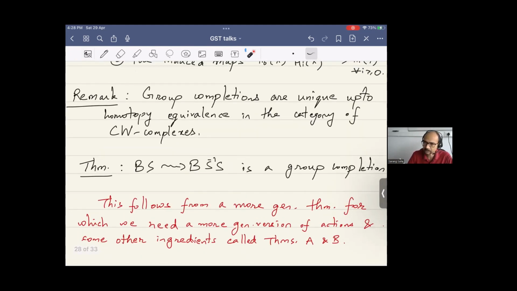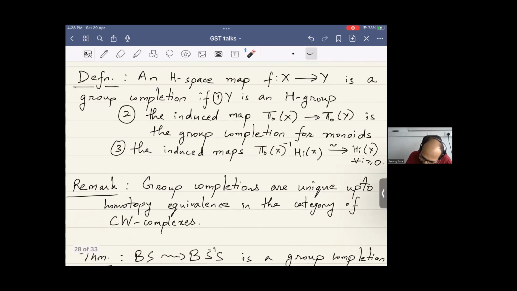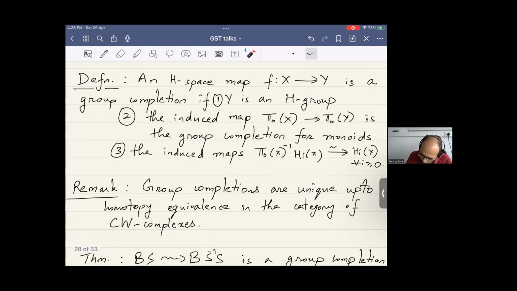So the sort of punchline of the S inverse S construction is that this map is a group completion. So it satisfies all these three properties. So we have already seen that pi naught of BS inverse S is S inverse S. We have seen it's a group.